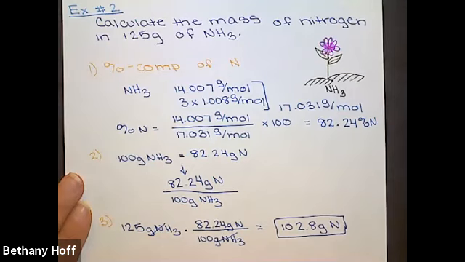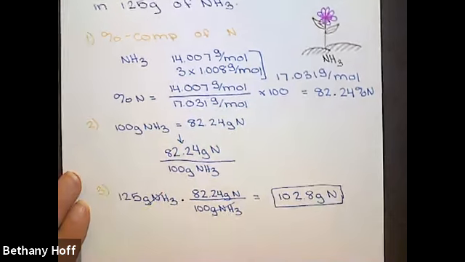So 3 simple steps. Percent composition of each compound. Assume a 100-gram sample and set up your conversion factor. And then plug in your conversion factor using dimensional analysis.